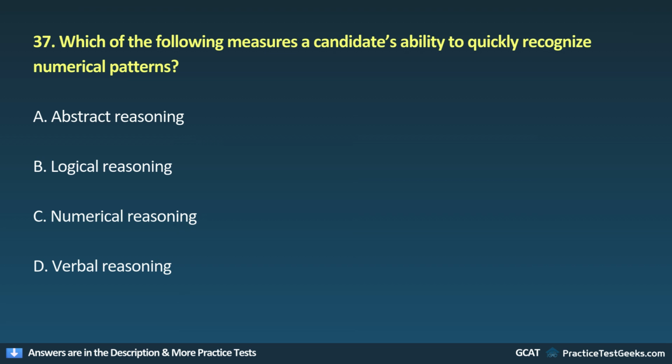37. Which of the following measures a candidate's ability to quickly recognize numerical patterns? A. Abstract reasoning. B. Logical reasoning. C. Numerical reasoning. D. Verbal reasoning.